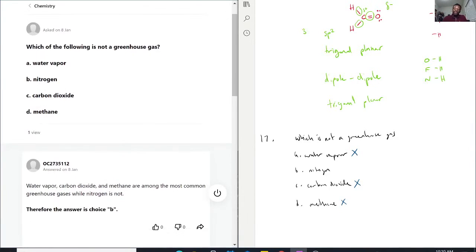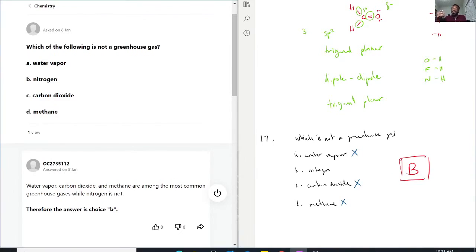So with that being said, as my colleague said, the answer choice would be B. And their logic is, yes, water vapor, carbon dioxide, and methane are among the most common greenhouse gases, and nitrogen is not. So with these type of questions, I do emphasize that when this information is not memorized, we try to apply and go step by step and try to go by just the best choice, crossing out the ones that don't really make sense.